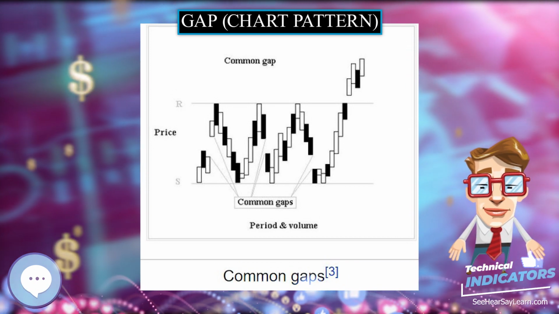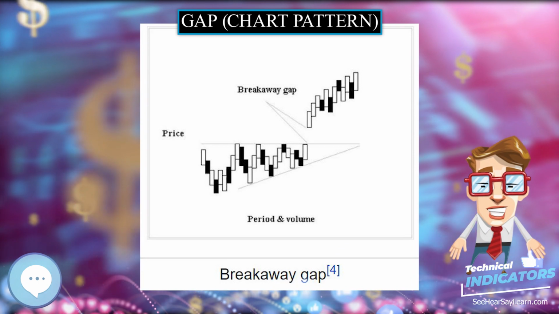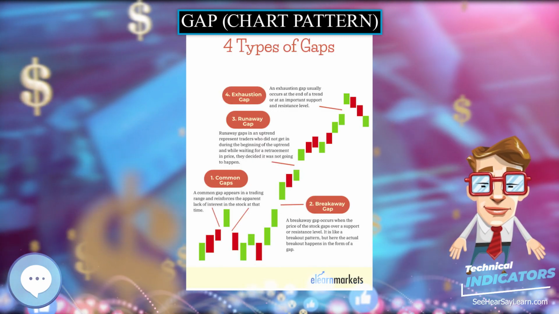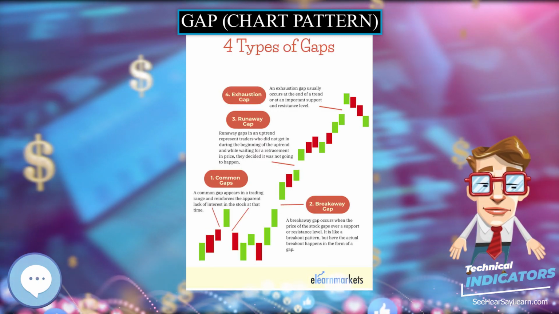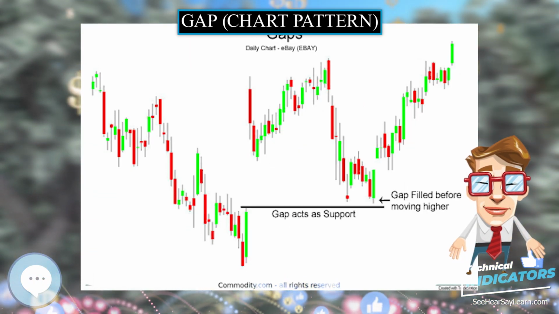Types of gaps. There are 4 types of gaps, excluding the gap that occurs as a result of a stock going ex-dividend. Each type has its own distinctive implication, so it is important to be able to distinguish between them.